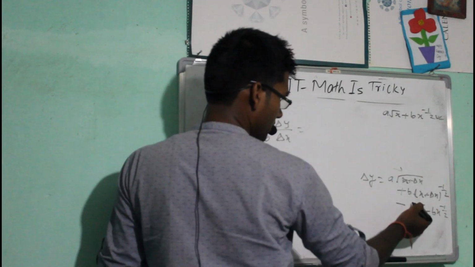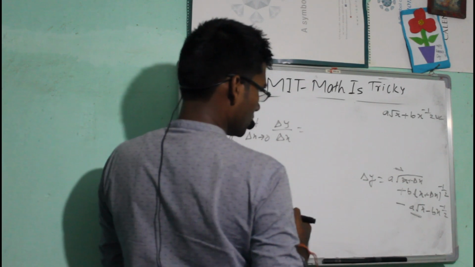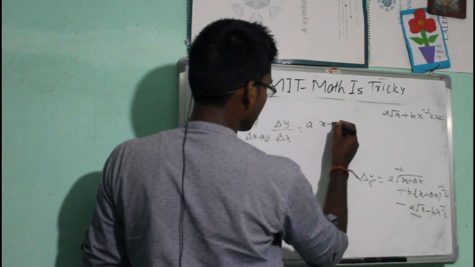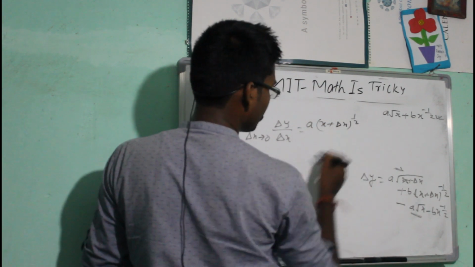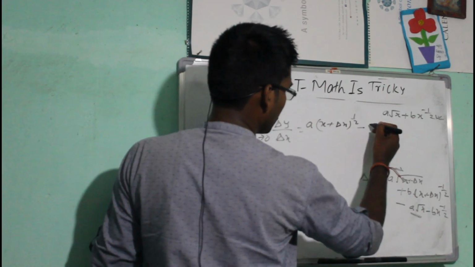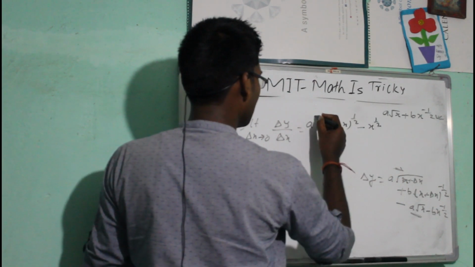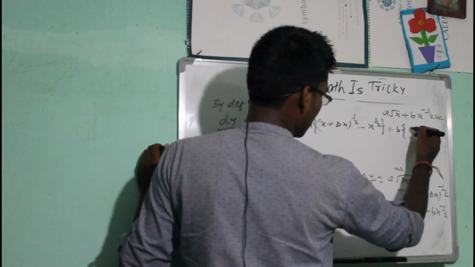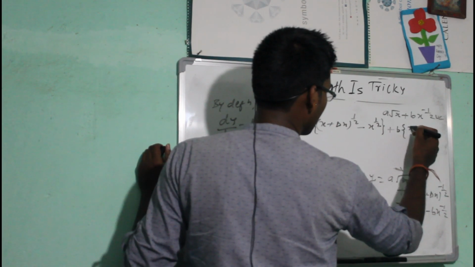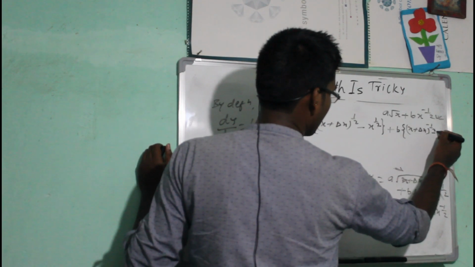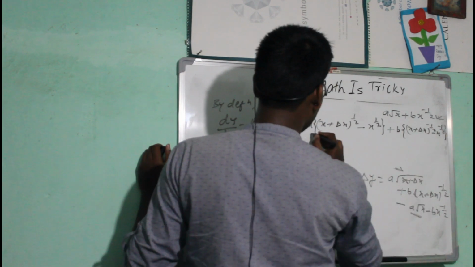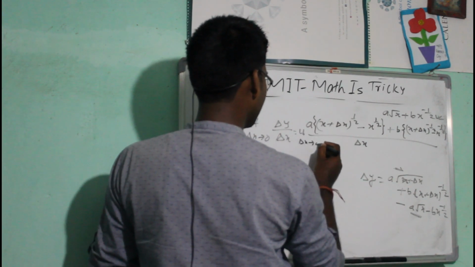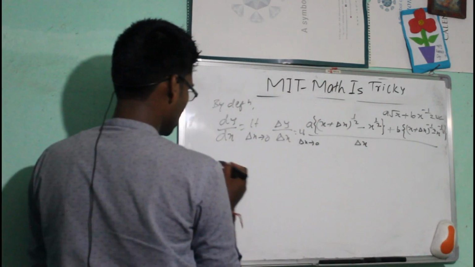I'm putting these terms together so that it will be easy to simplify. a is common: (x plus delta x)^(1/2) minus x^(1/2), and similarly b common: (x plus delta x)^(-1/2) minus x^(-1/2), all divided by delta x, with the limit as delta x tends to 0. So let's simplify further to get the final answer.